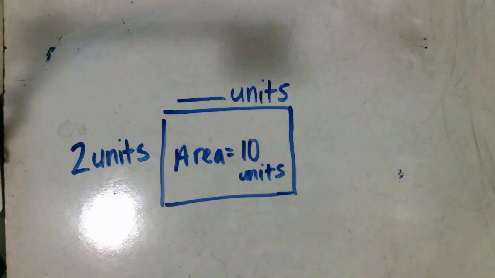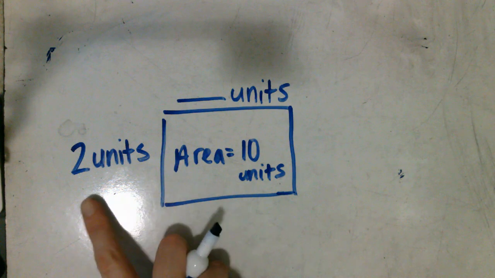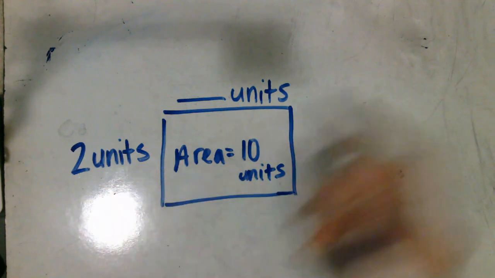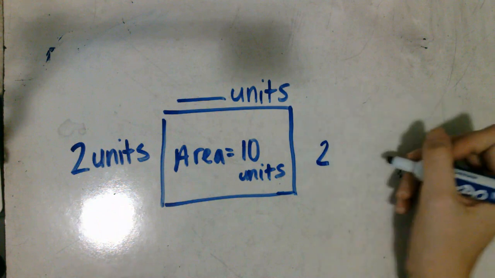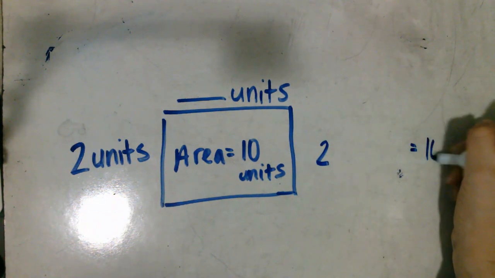Our first activity is called Find the Side Length. You're going to need your personal whiteboards and a marker for this one. For this activity, I am going to show you a rectangle with a width and a total area. We know that the width of this rectangle is 2 units. That's given to us. We also know that the total amount of units is 10.